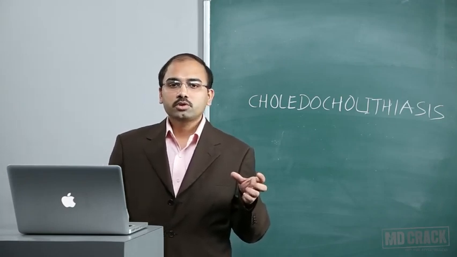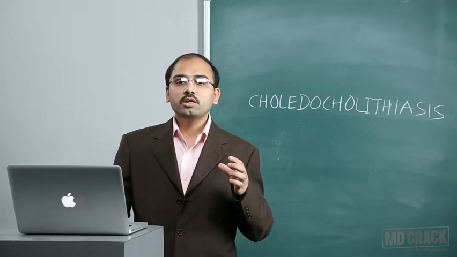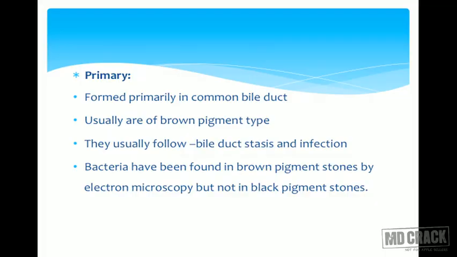So you may be asked the question, which of the following stones form the most common type of secondary CBD stones? So these are cholesterol stones. Then we'll see what are primary stones. They are formed primarily in the common bile duct. They are usually of brown pigment type. So mind there is a difference. The black are common as secondary and brown are common as primary.